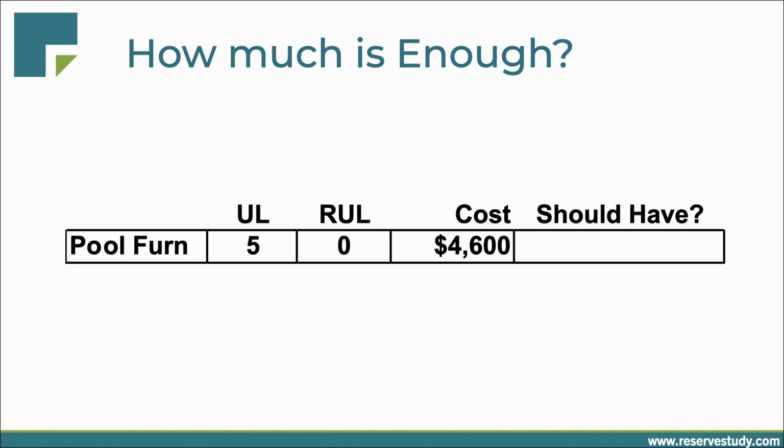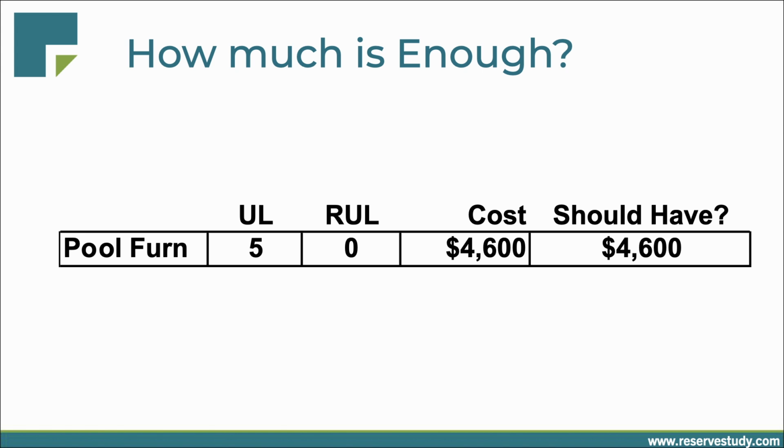And let me illustrate. Let's start with a few simple examples. The first one is that first component from the sample component list I showed a moment ago, the pool furniture replacement. It has a 5-year useful life, a remaining useful life of 0, meaning it's time to be replaced now, and its current replacement cost is $4,600. If you were a board member needing to buy a new set of pool furniture, how much would you like to see in reserves ready to be spent at this time? So think for a moment.